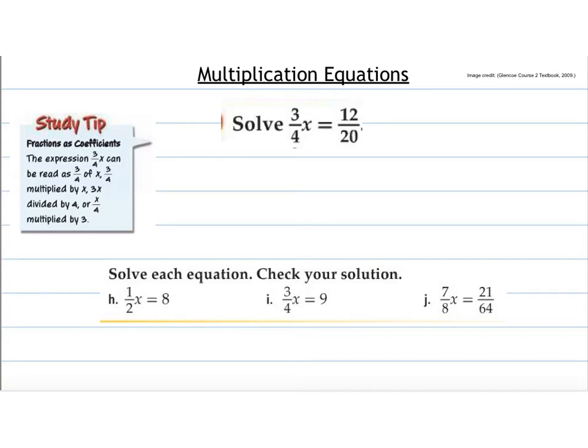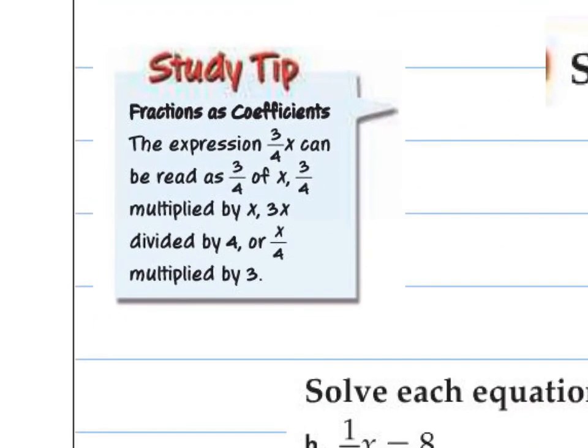Now we're going to look at when we have fractions with our equations. So study tip here to write down, pause and write. The expression 3/4 x can be read as 3/4 of x. So 3/4 multiplied by x, 3x divided by 4, or x divided by 4 multiplied by 3.